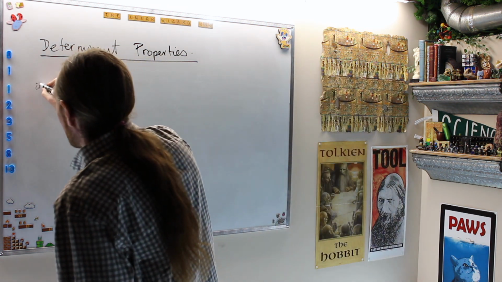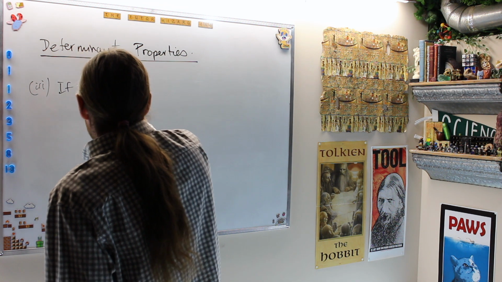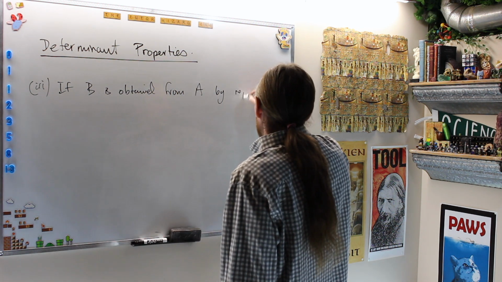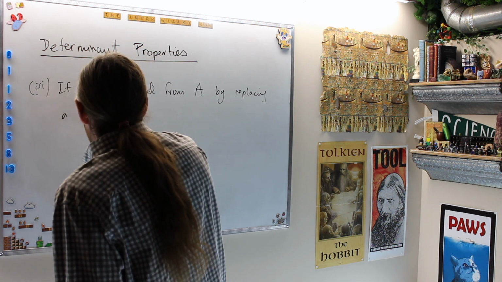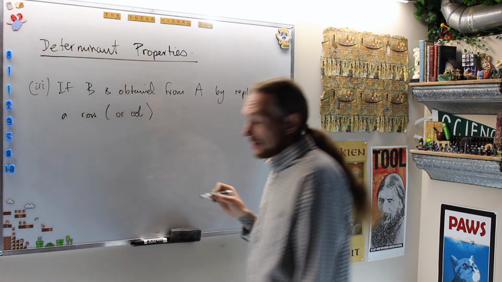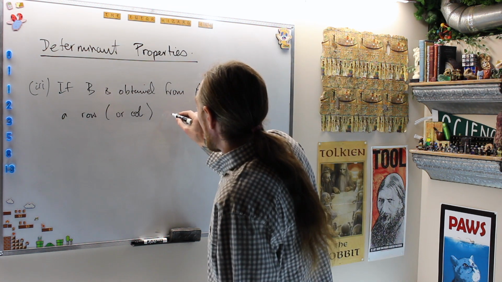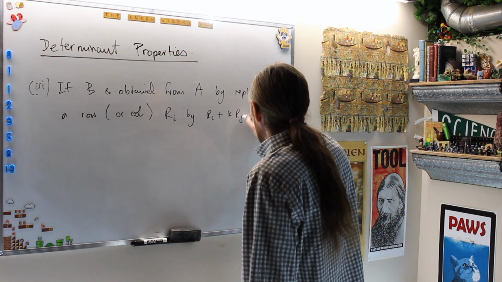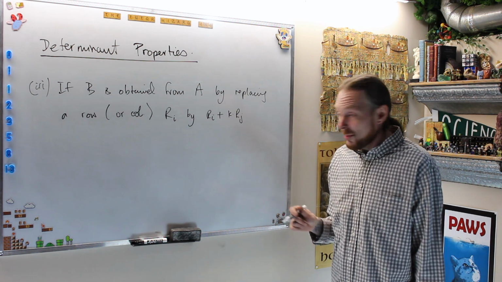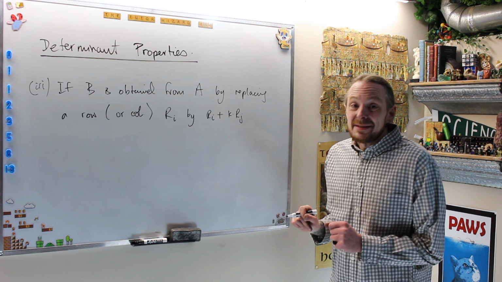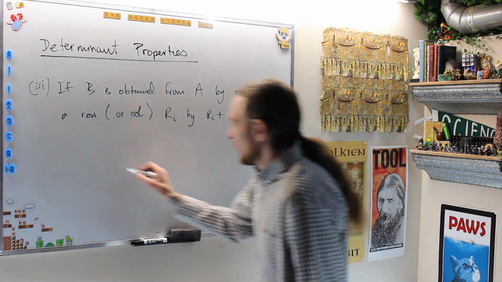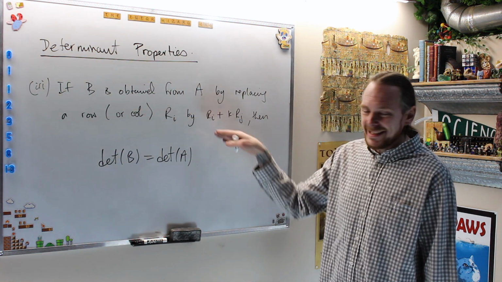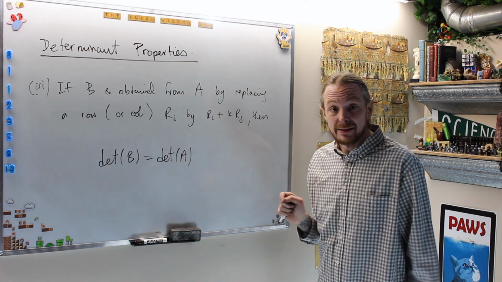Determinant property 3 is if B is obtained from A by replacing a row, again, or column, but I would stick to row operations because that's what you know right now. By replacing a row Ri by Ri plus k times Rj, a multiple of another row, similar to the row operation ones, this doesn't change the determinant at all. Then the determinant of B is equal to the determinant of A. And this is how we eliminate and get zeros in columns. So this is the row operation that we're going to use.